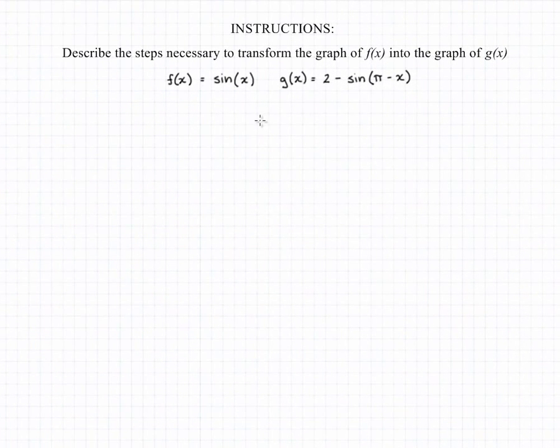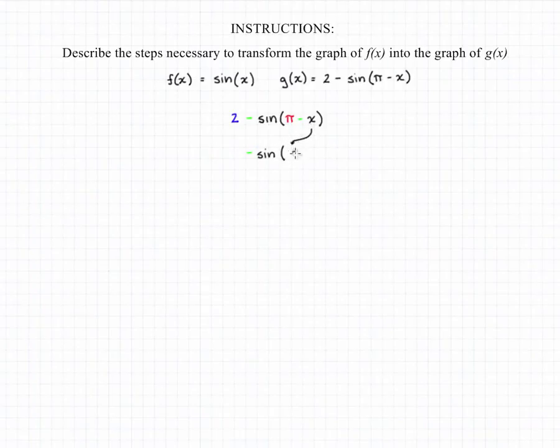In determining the transformations needed to move from f of x to g of x, we're first going to rewrite our g of x function so it's in a form that we're a little more used to analyzing. So in its original form, we have 2 minus the sine of pi minus x. So we're normally used to just seeing the function out in front. So we're going to write out the sine function. We're going to keep that negative sign that's attached to it.